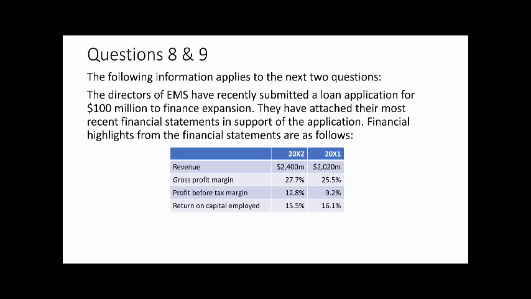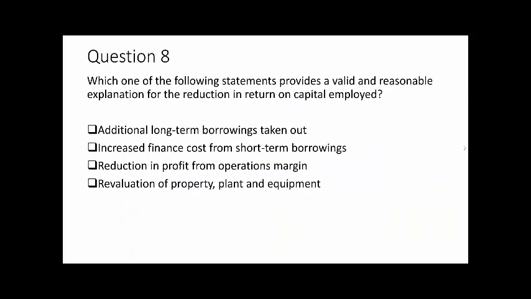So questions 8 and 9 are again a group of questions set together, and at the start of this question we're given a lot of information, but really it's just some extracts from the financial statements and a few margins and calculations that have been done for us already. So in terms of question 8 itself, first of all then, question 8 asks us which one of the following statements gives a valid and reasonable explanation for the reduction in the return on capital employed.